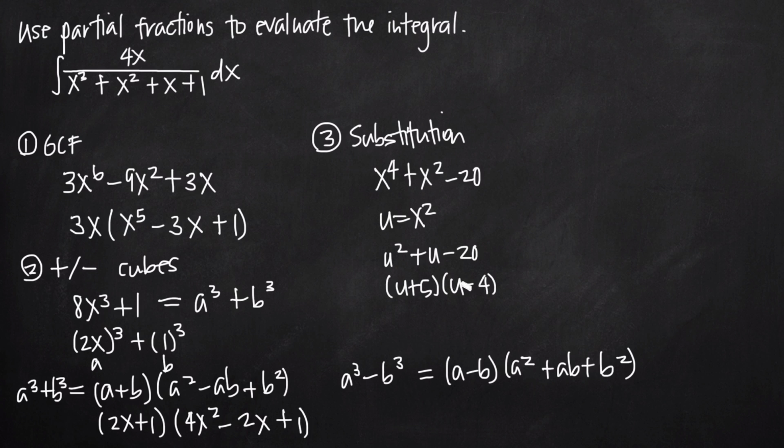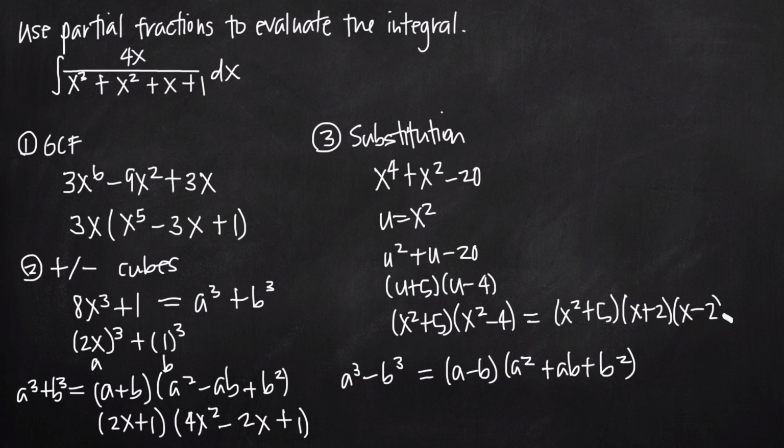And then at that point, once we have it factored, we can go ahead and plug back in for u to get this in terms of x instead of u. So we know that u is equal to x squared, so we say x squared plus 5 times x squared minus 4. And once we've subbed back in, we can see that x squared minus 4 can be factored further. So this becomes x squared plus 5 times quantity x plus 2 times quantity x minus 2.